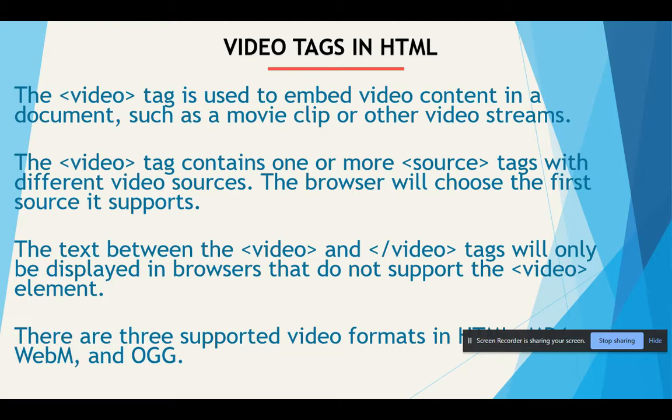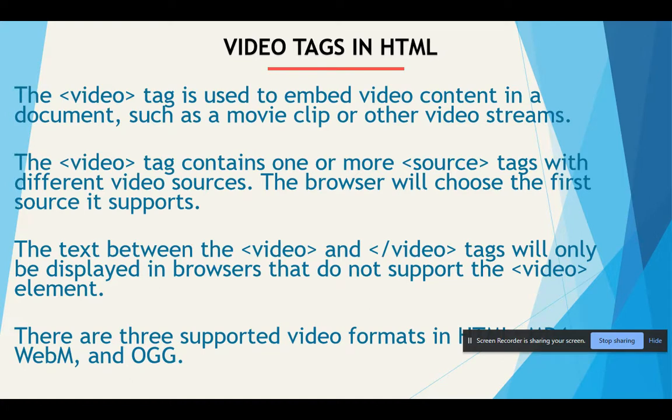The video tag contains one or more source tags with different video sources. The browser will choose the file source according to what it supports, because at this time we have lots of browsers like Microsoft Edge, Chrome, Firefox, and lots of others are available. But all the browsers have different abilities regarding what they support. Currently three video formats are supported by browsers. These three are MP4, WebM, and OGG. Okay. So this is all about what the browsers will support.